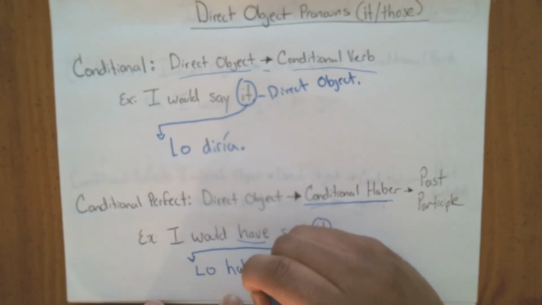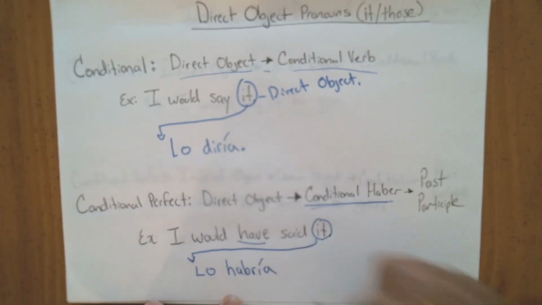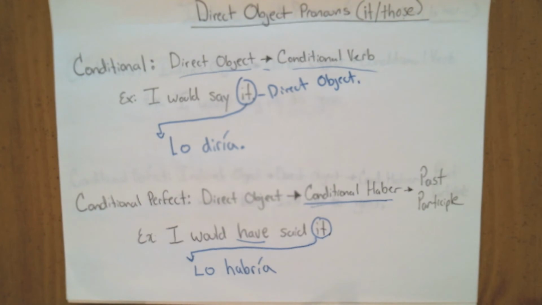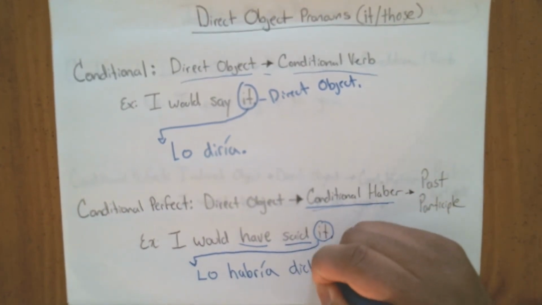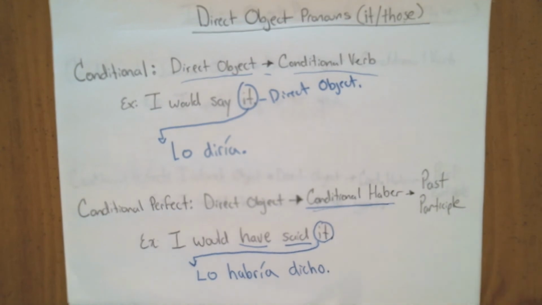Lo habría. Why? Because it's in the yo form. Lo habría, now "said" comes from decir, which means to say. Lo habría dicho, which means "I would have said it."